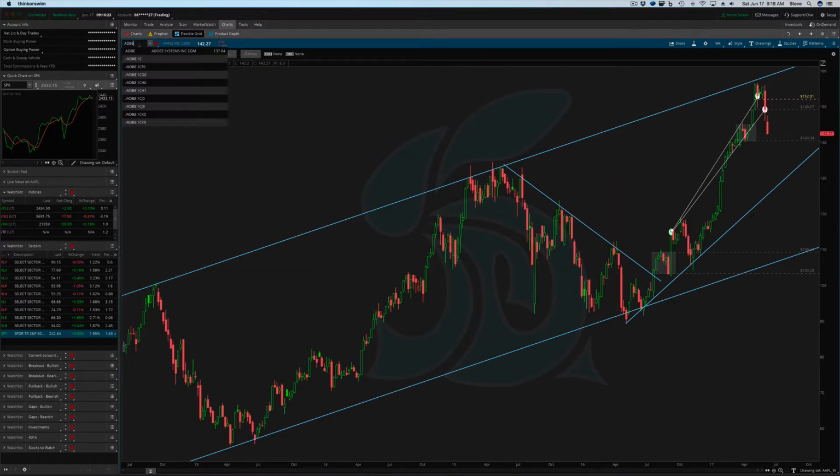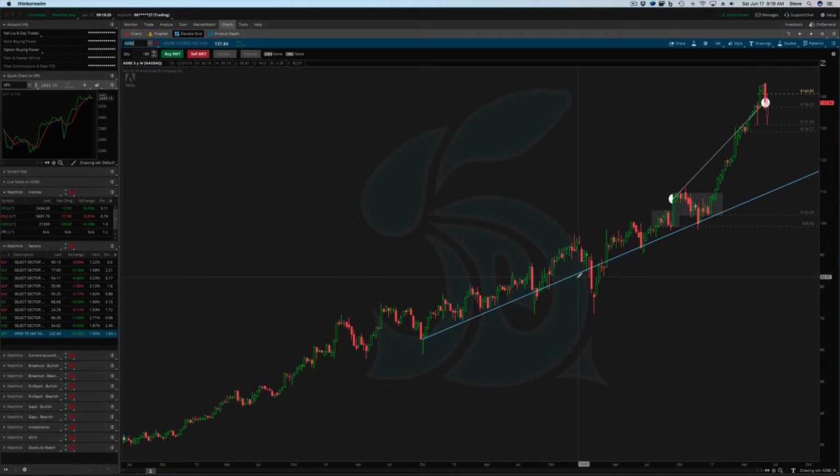Next one is going to be in Adobe. Similar situation, but you could see this one was a little bit easier to trail stops with. Again, had this nice uptrend line, small little consolidation, nice big breakout. Took a position there, stopped down here around 98.80.